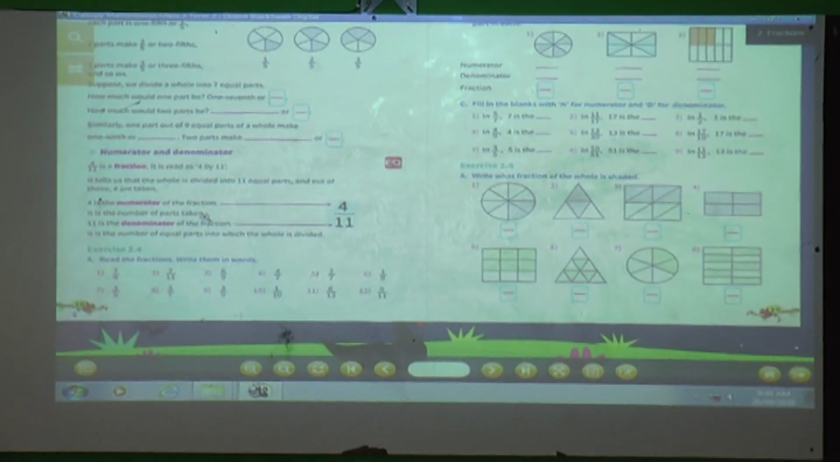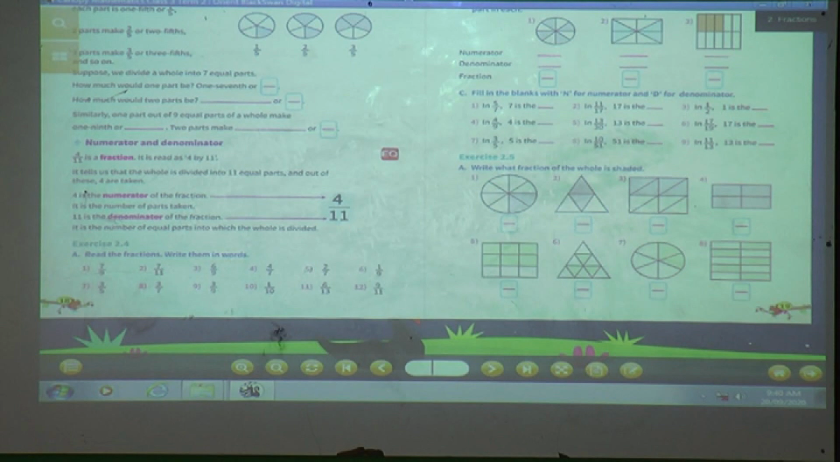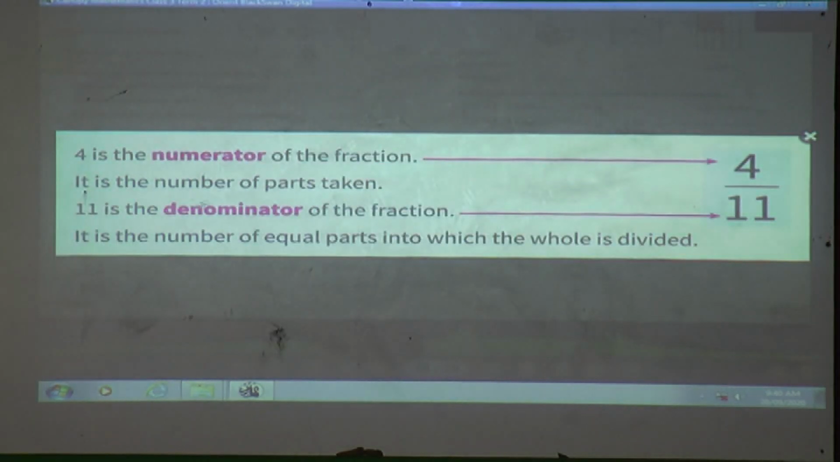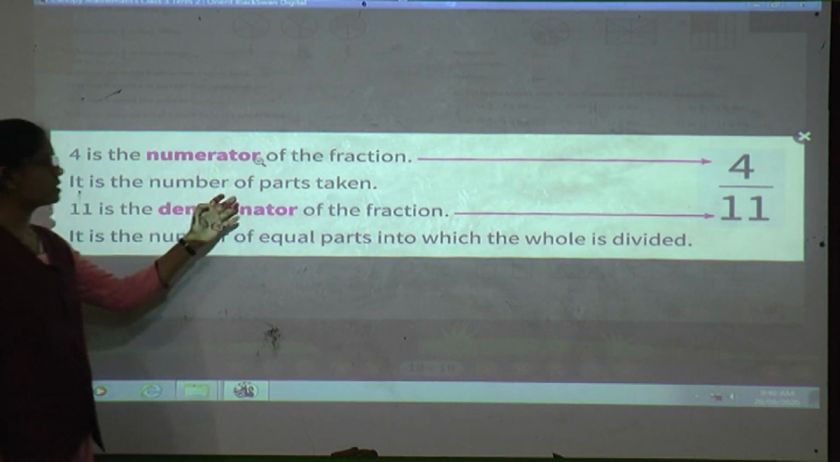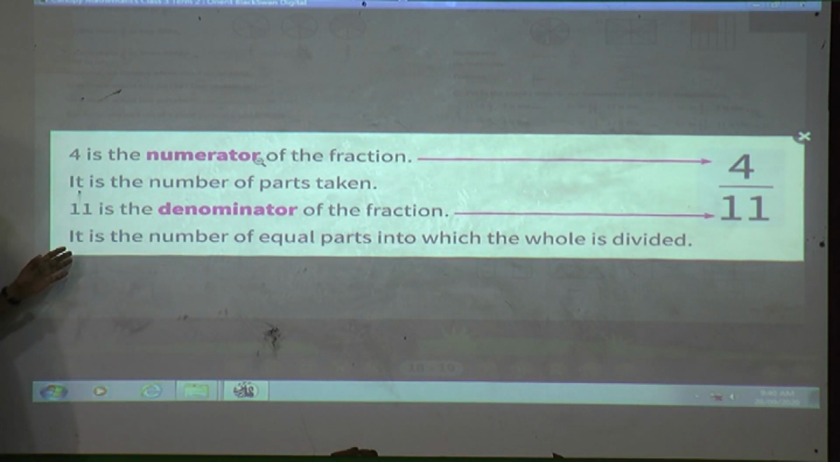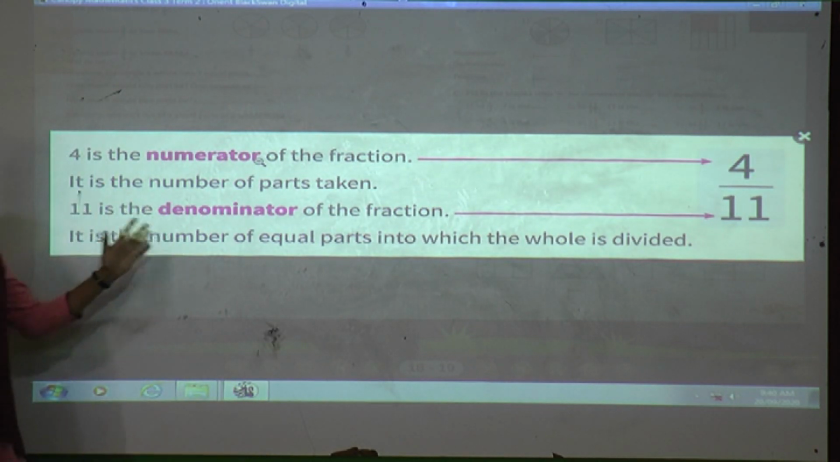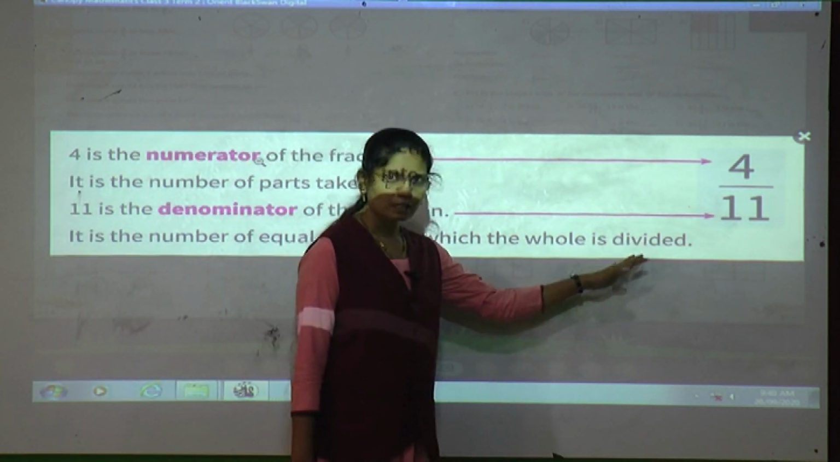Numerator means it is the number of parts taken. Here you can see what is meant by numerator. Numerator is nothing but the number of parts taken. And what is meant by denominator? Denominator is the number of equal parts into which the whole is divided.